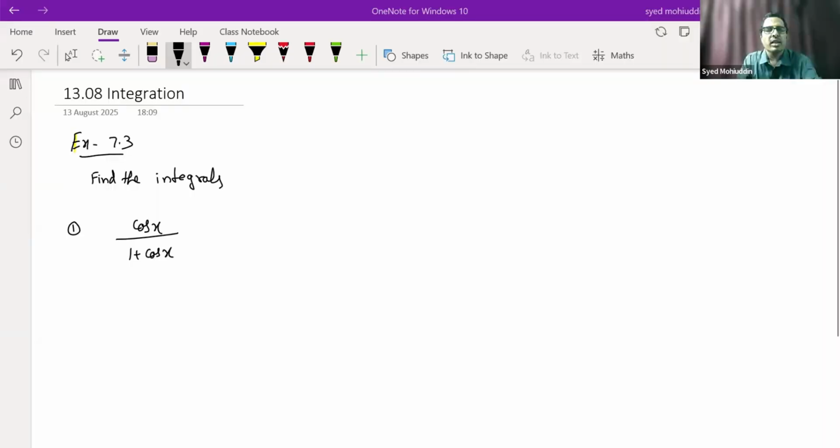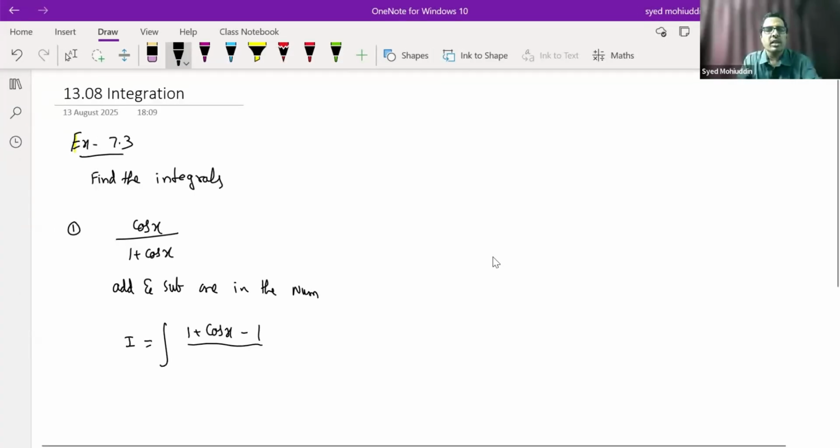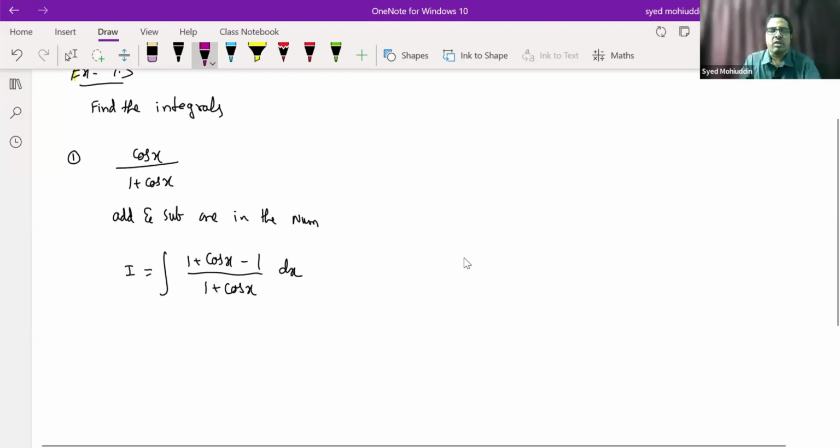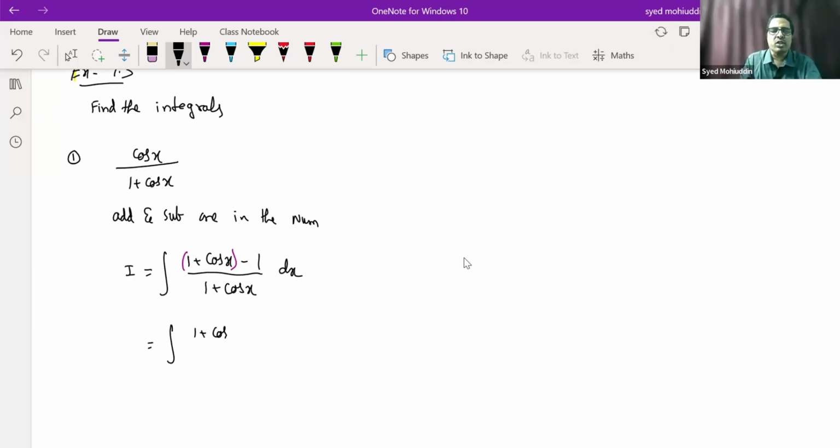Therefore, what I'll try to do is add and subtract 1 in the numerator, whole divided by the denominator 1 plus cos x times dx. Now I'll try to group this: 1 plus cos x, and divide that by 1 plus cos x. So if I rewrite, I'll get the integral as 1 plus cos x divided by 1 plus cos x into dx, minus again 1 divided by 1 plus cos x times dx.